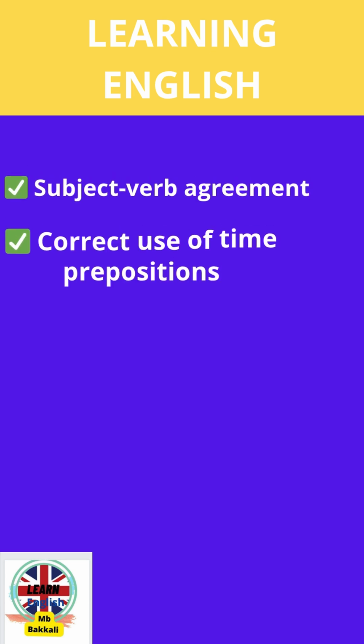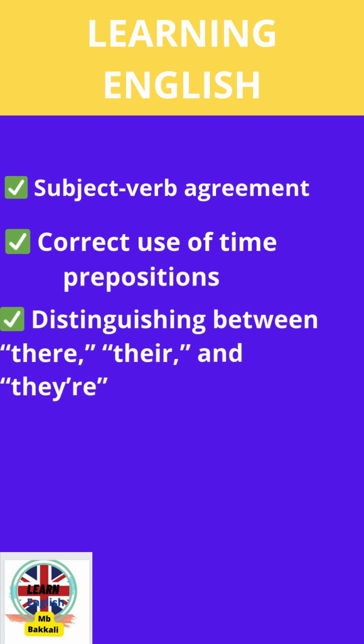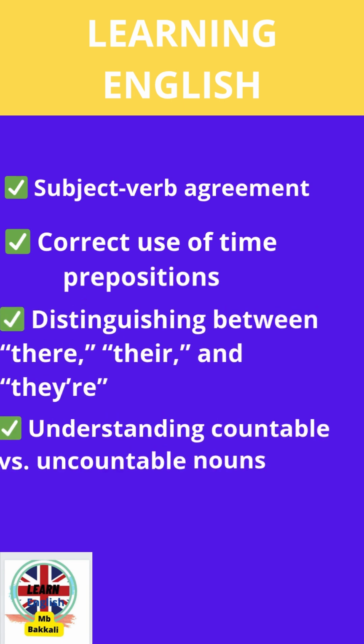And there you have it, four of the most common grammar mistakes in English and how to avoid them. Subject-verb agreement, correct use of time prepositions, distinguishing between there, their, and they're, and understanding countable versus uncountable nouns.